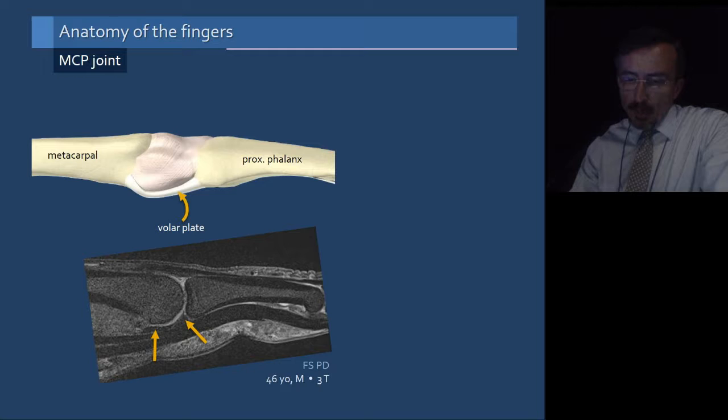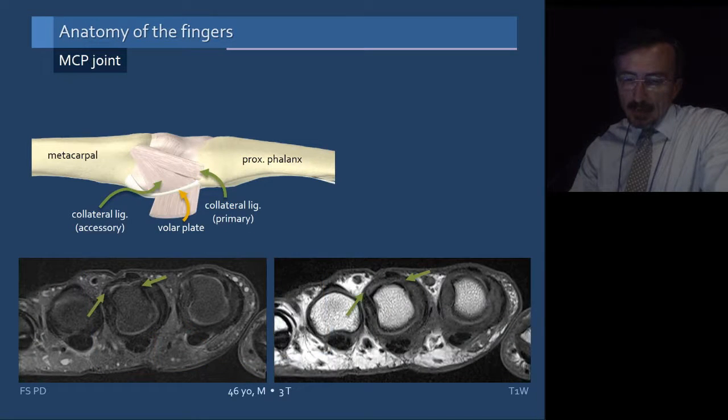So this is the volar plate. Once again, we have seen that. And you can see that we have these collateral ligaments here, the primary one and the accessory one. So the collateral ligaments are those structures here. They are somewhat deeper, not those structures surrounding here, but rather those deeper structures.